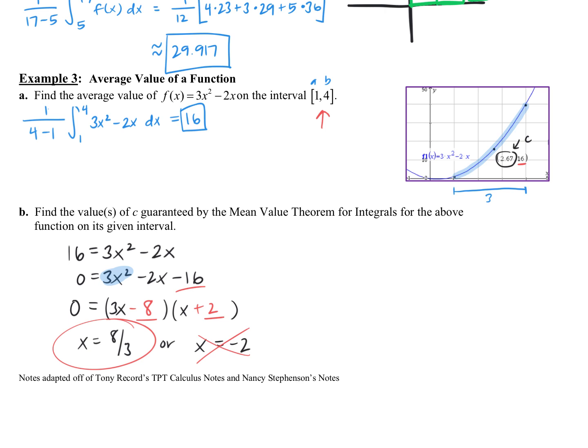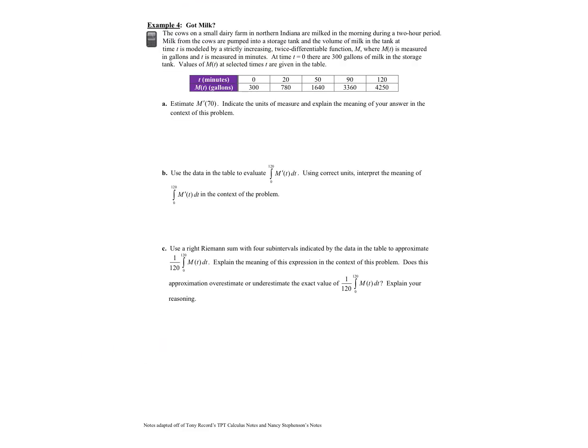Okay, questions on either of these 3 examples? Okay, next is kind of a free response question that might be similar to an AP style question that you'll see on a test or an AP test. So let's try that one out.